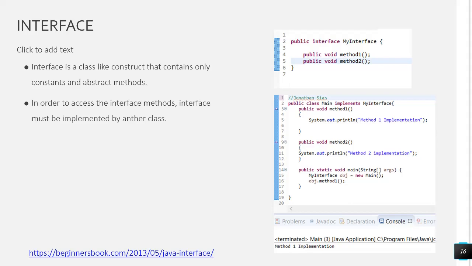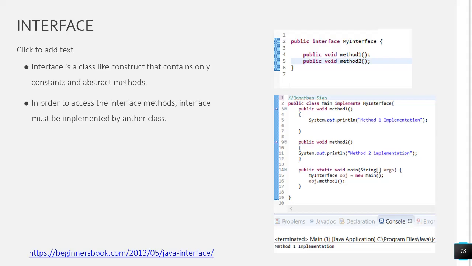An interface is a class-like construct that contains only constants and abstract methods. In order to access the interface methods, the interface must be implemented by another class. So interfaces look like a class, but they're not a class. An interface can have methods and variables just like a class, but methods declared in the interface are by default abstract. As you can see, I created a public interface, my interface, and those methods declared inside there are by default abstract methods.